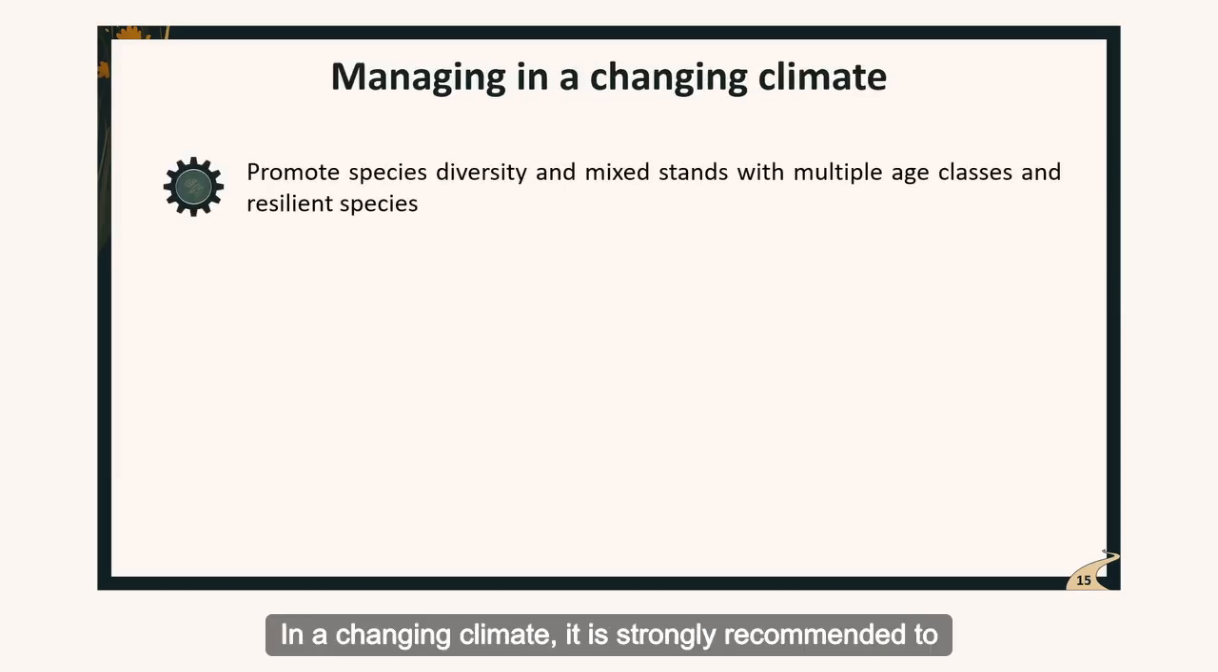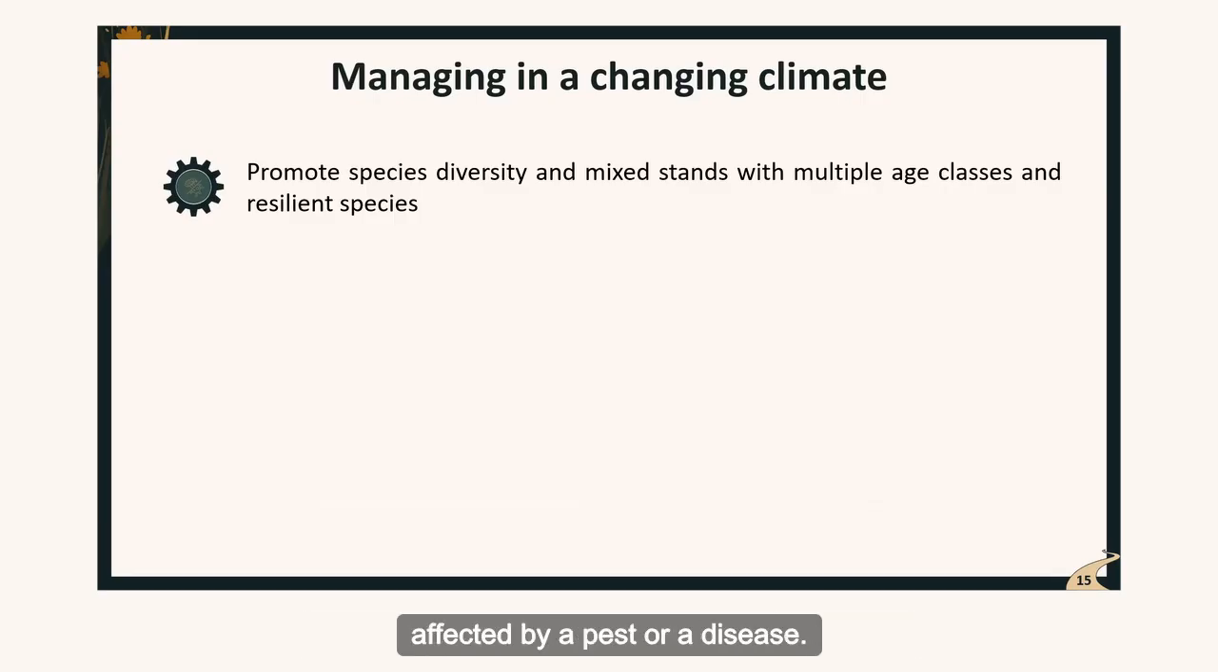In a changing climate, it is strongly recommended to promote species diversity and mixed stands with multiple age classes and resilient species. Let's say your woodlot is affected by a pest or a disease. If you only have one tree species in your woodlot, you will likely lose everything. If the stand is diverse, the risk is lower and the loss will be partial.